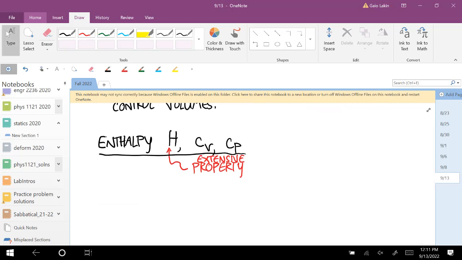Wait, so the intensive version of enthalpy, that's going to be enthalpy per what unit then? Per kilogram mass. Okay, yeah. Yeah, so per mass depending on the material. That's right. Gotcha.